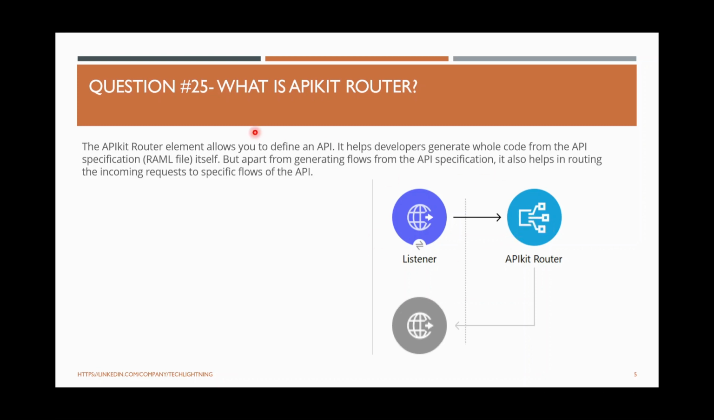Similarly, with the YAML file, we can have an APIkit router for handling REST-based requests. And if you want to handle SOAP-based requests, then you can use a WSDL file to create your APIkit routing for SOAP.